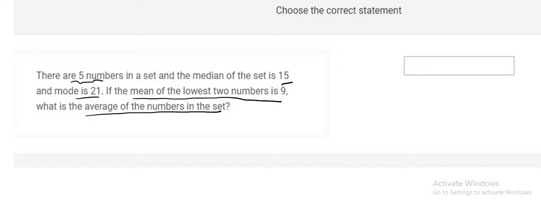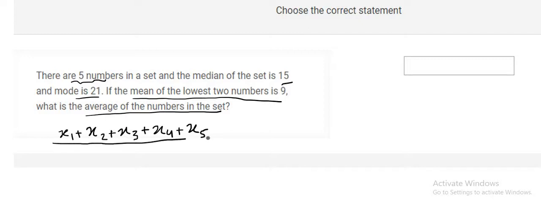Since there are 5 numbers, we can assume that they are x1 till x5, and since ultimately we have to find the average, the formula that we will be looking into is the sum of all the numbers divided by 5. This is what we have to find out. Now at this point we don't know any of the numbers, but there are some hints in the question with which we can find all these numbers, and ultimately we can find the average.